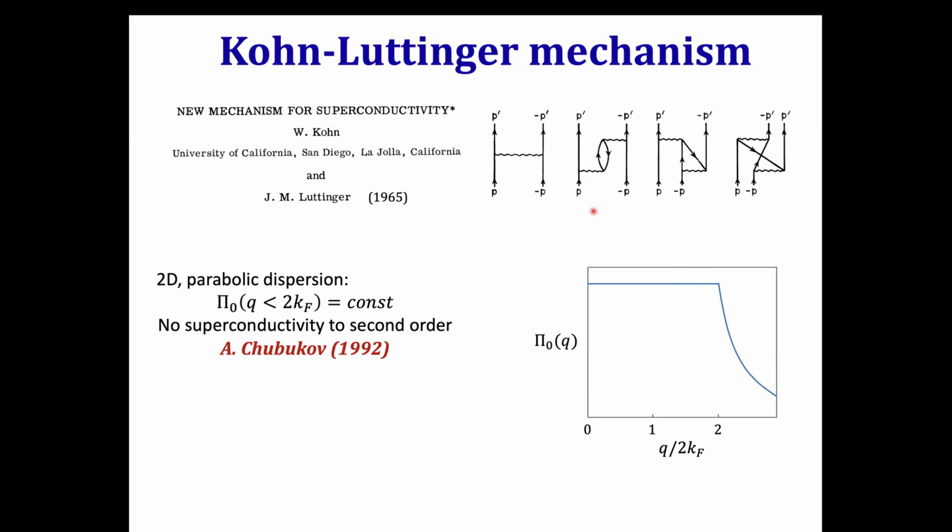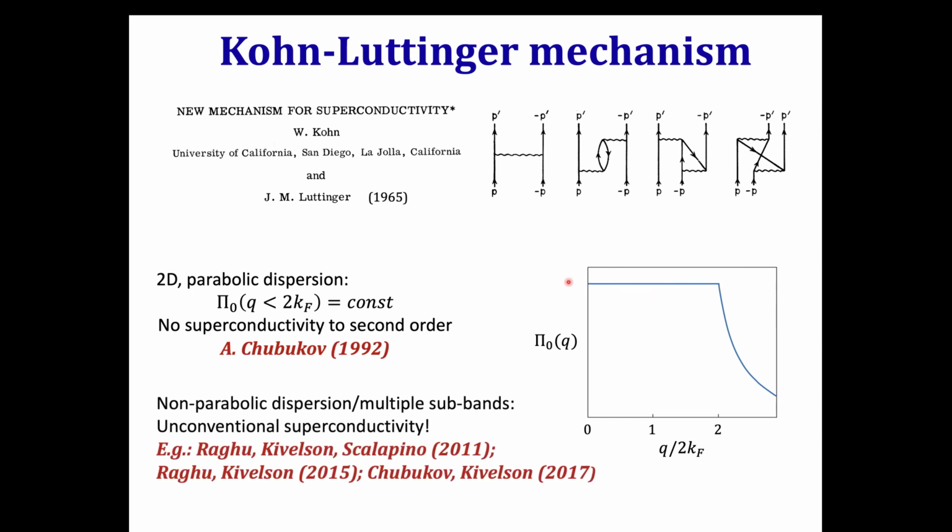Since the polarization is constant as a function of momentum, it would also lead to an effective interaction which is constant as a function of momentum. And that means that this interaction is going to be repulsive in all channels. But this feature goes away immediately once you violate this parabolic condition. So you go to anything but parabolic dispersion. If you have multiple subbands, or if you have trigonal warping, the polarization function would become more structured, and you can get non-trivial solutions to the gap equation.